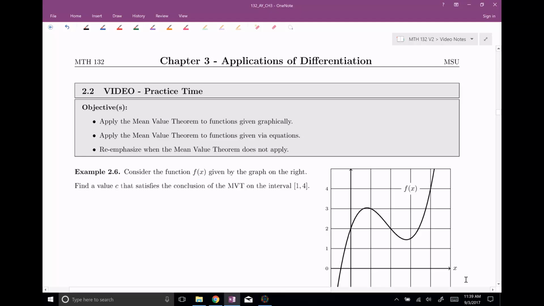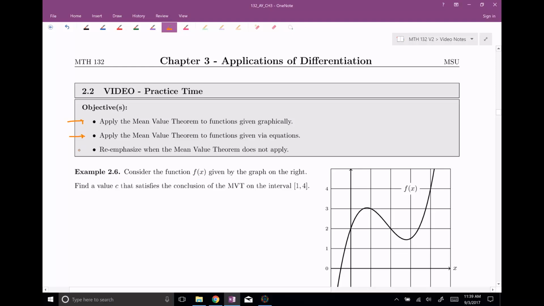As I promised, we need some practice actually applying the mean value theorem. So we're going to practice once through at least what happens if your function is given to you graphically, and what happens if your function is given to you via an equation. That's our bread and butter, the standard stuff.